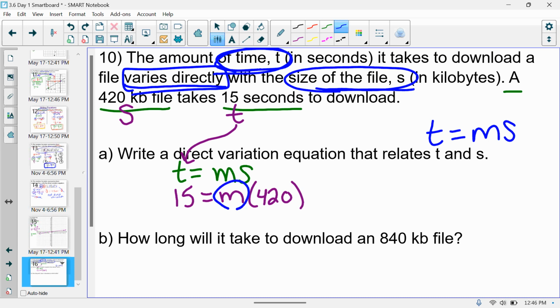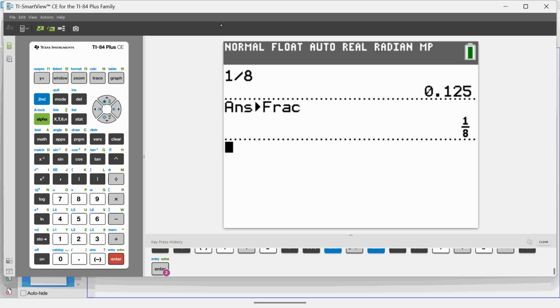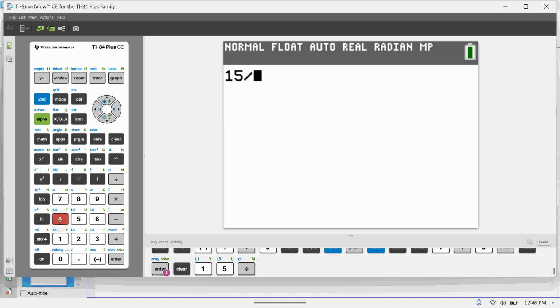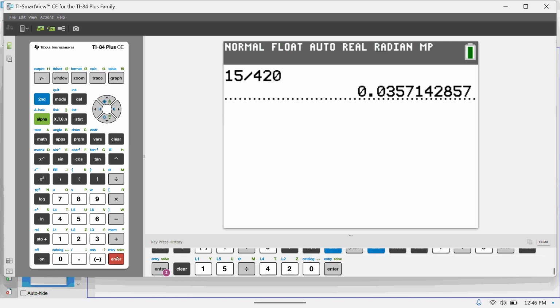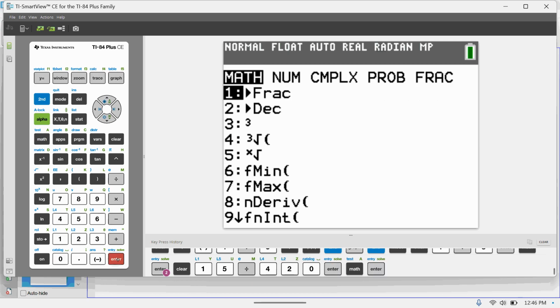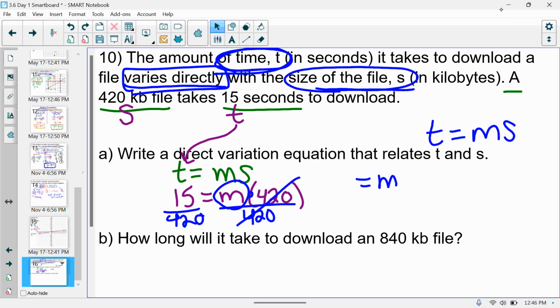If we want to solve this for m, opposite of multiplication, we're just going to divide by 420. So you do that. Tell me what you're going to get for m when you do 15 divided by 420 in that order. Ryan? Almost. I think you did it in the wrong order. We have to make sure we do 15 divided by 420 in that order. And we're going to need a math frac, not that gross decimal. So it's 1 over 28, 1/28. Okay.